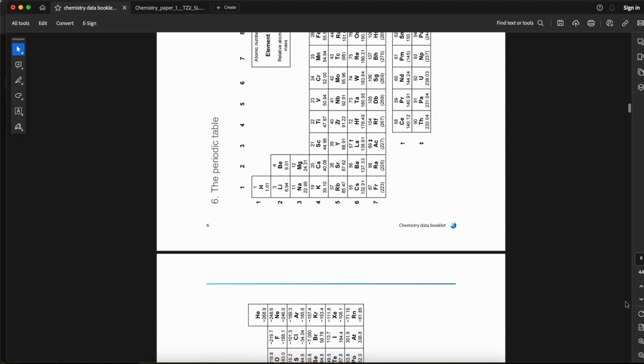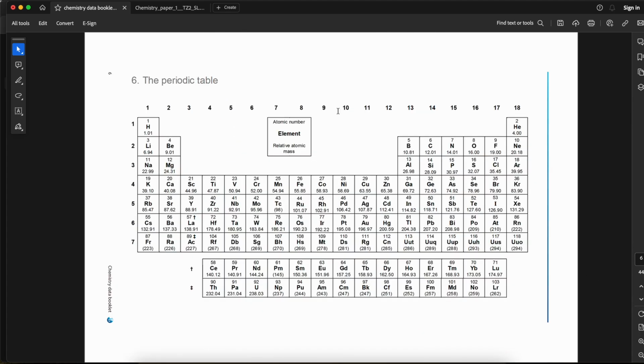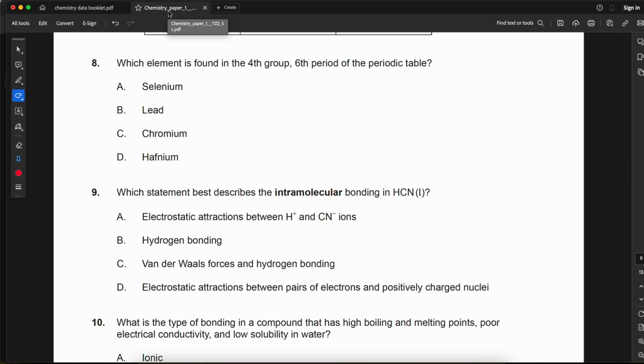Okay, these are the periodic table. All right, so the question is: fourth group, period 6, so Hf. Okay, so hafnium.